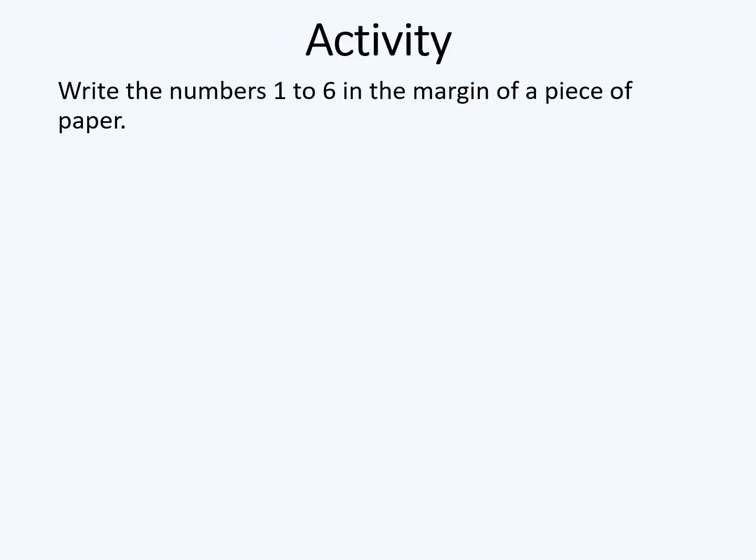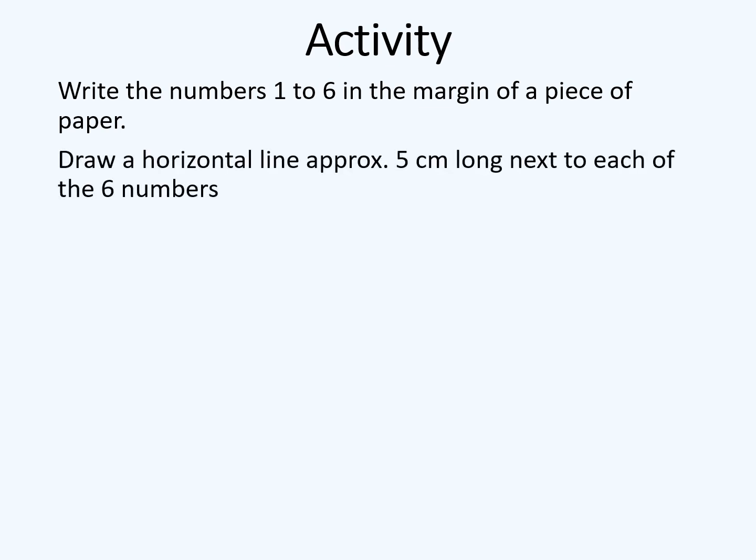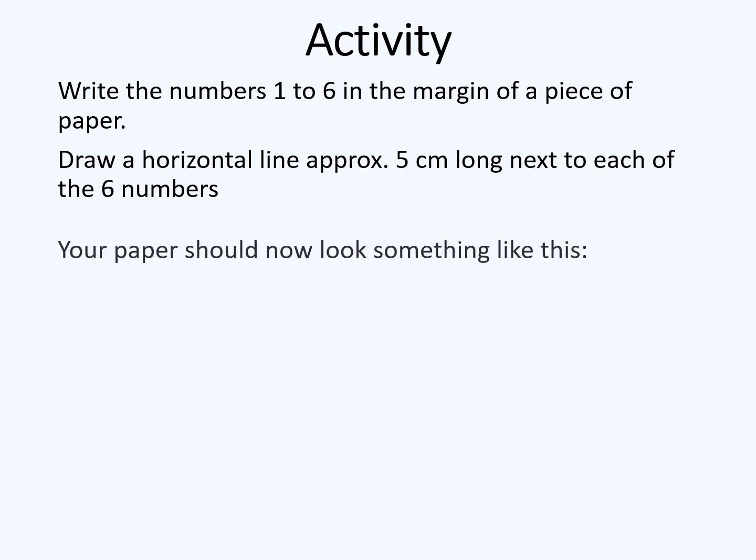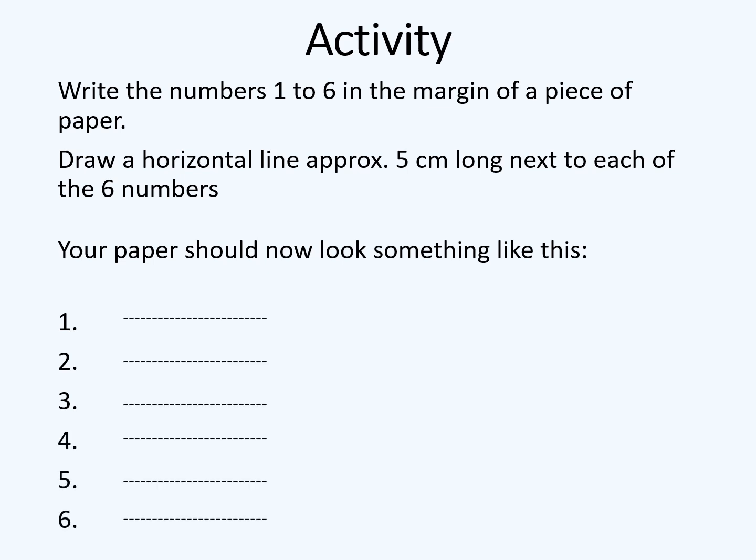We can take our own approach to writing as a starting point for our critical analysis. Take a blank sheet of paper and write the numbers 1 to 6 in separate lines in the left-hand margin. You might leave a blank line between each one. You should then draw a line of 5 or 6 centimeters long next to each number so that your paper eventually looks something like this, with 6 lines of the same length, one next to each number.